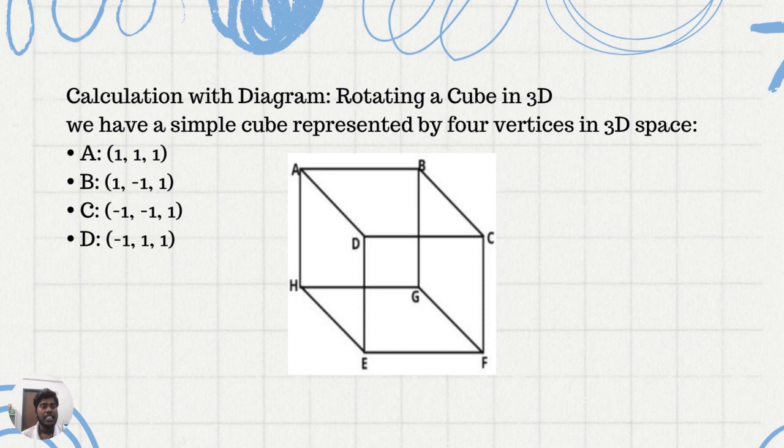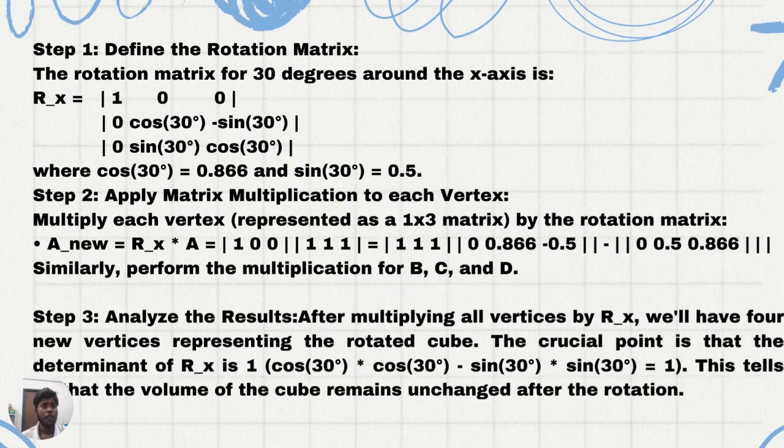Rotating a cube in 3D, we have a simple cube represented by 4 vertices in 3D space. So A, B, C, D. Step 1, define the rotation matrix. The rotation matrix for 30 degrees around the x-axis is, okay, we can get this, where cos 30 degrees is 0.866 and sin 30 degrees is 0.5.